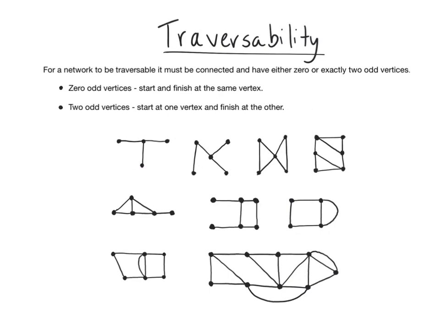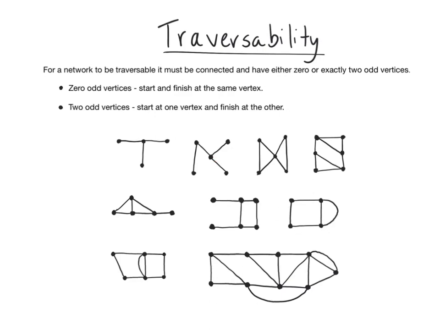So all 4 vertices have an odd degree, and remember that for a network to be traversable, it has to have 0 or exactly 2 odd vertices. And so that's a good little trick you can use to figure out whether a network is traversable without actually having to get a pen out and then try and trace over the lines.